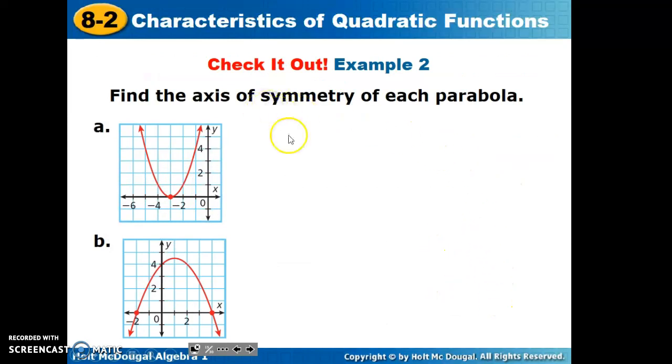Please come up with the axis of symmetry for each of these parabolas. Pause your recording and come back to see the solutions.